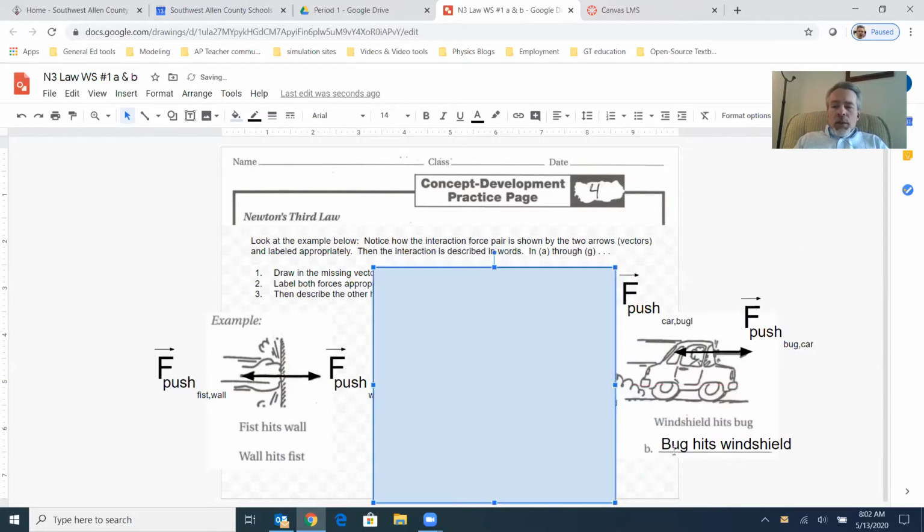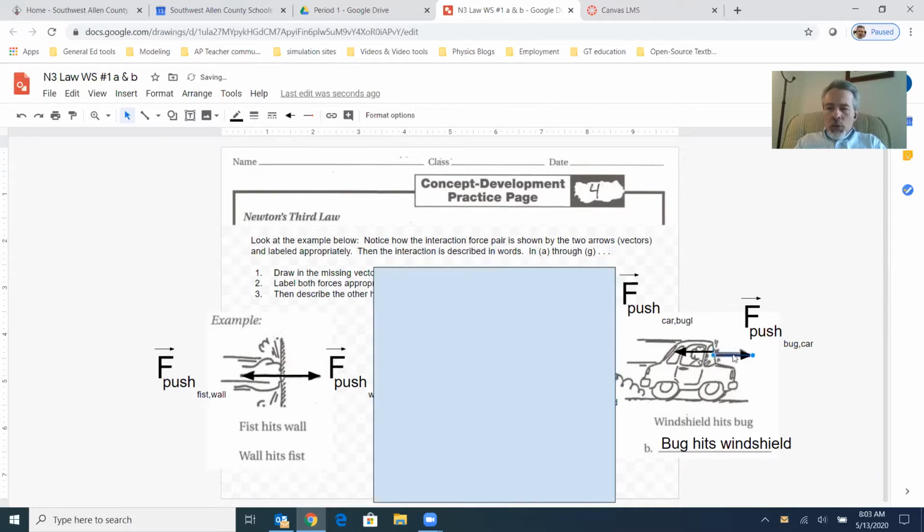So the next one, instead of being windshield hits bug, I have bug hits windshield. So notice what happens is all we do is change those nouns around. It's still a hit force. And we just change which object is being acted upon. And so my two forces are equal and opposite. There's a push on the bug from the car, and there's a push on the car from the bug.